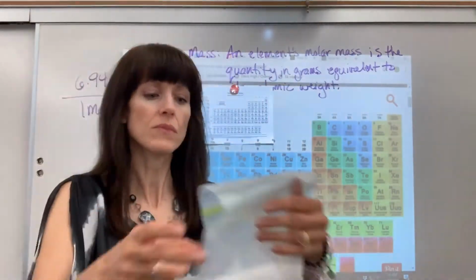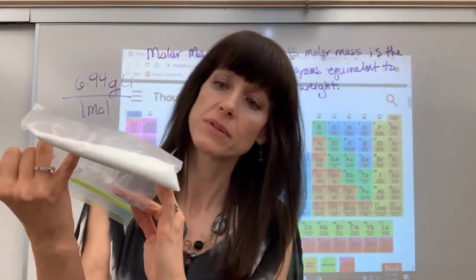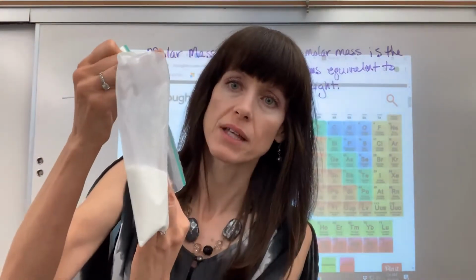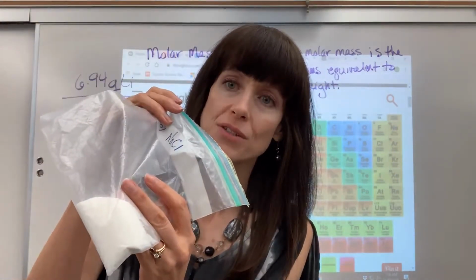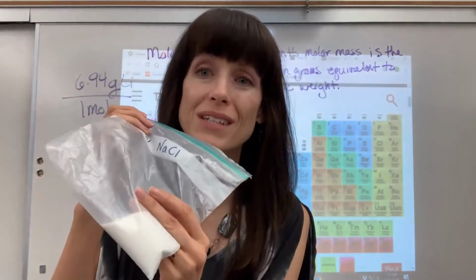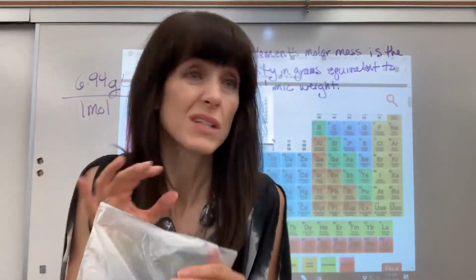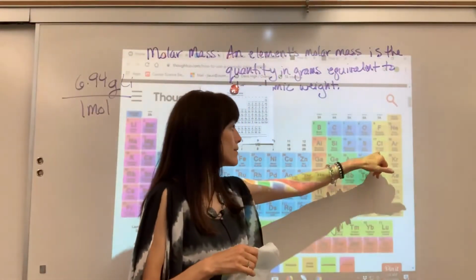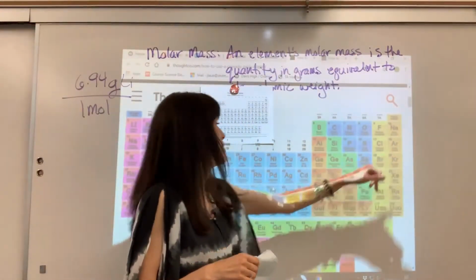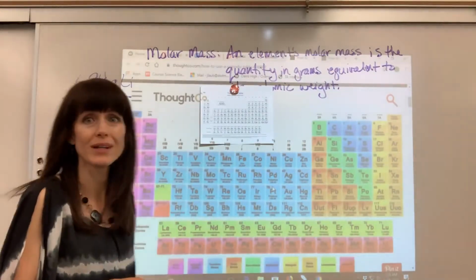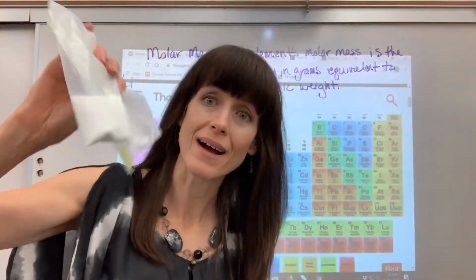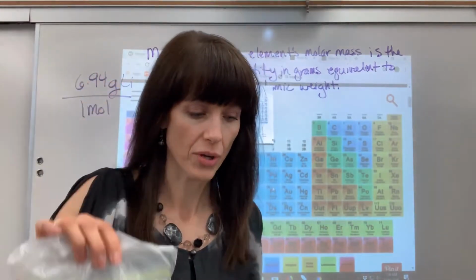Another one. Here is 1 mole of salt, table salt, sodium chloride. That's what that looks like. So 6.022 times 10 to the 23. And I will teach you how to figure out the mass on this. Okay, teaser. All you do is add the 1 chlorine, 35.45, and the 1 sodium, 22.99. Add that together and you have the mass when you've got 1 mole of the salt.